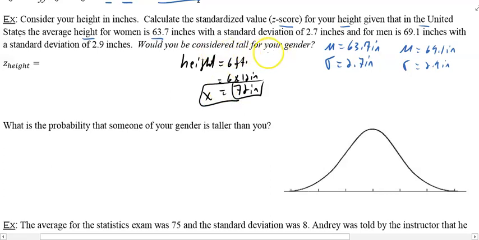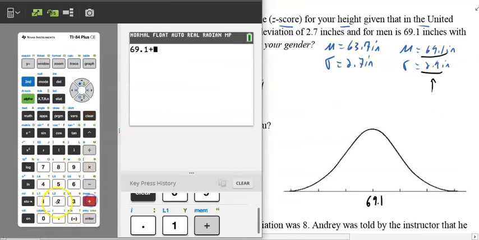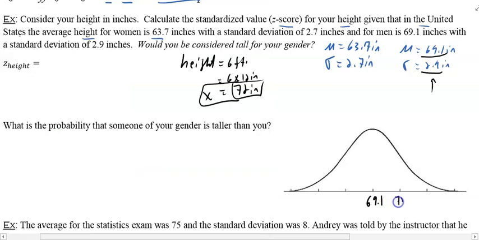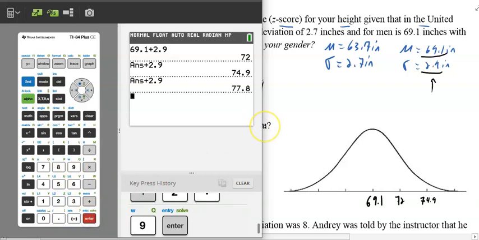Would you be considered tall for your gender? Well, let's see. Since I'm a male, I'm going to assume the average, which is the center, is 69.1, with a standard deviation of 2.9. If I add 2.9, and I don't have to do that by hand, you guys, we do everything on a calculator, we have it, use it. 69.1 plus 2.9 is 72. And if I add another standard deviation, another 2.9, that would be 74.9, and another 2.9 is 77.8 inches.